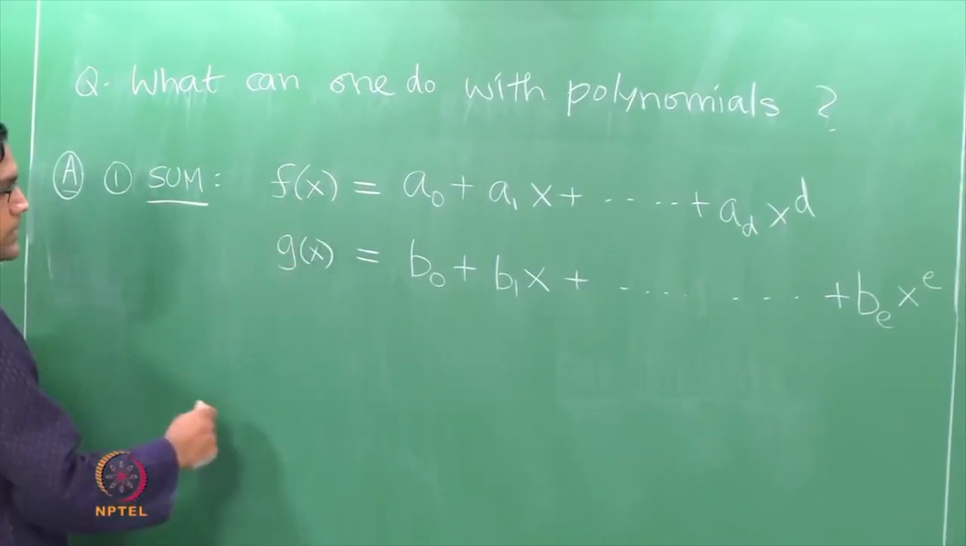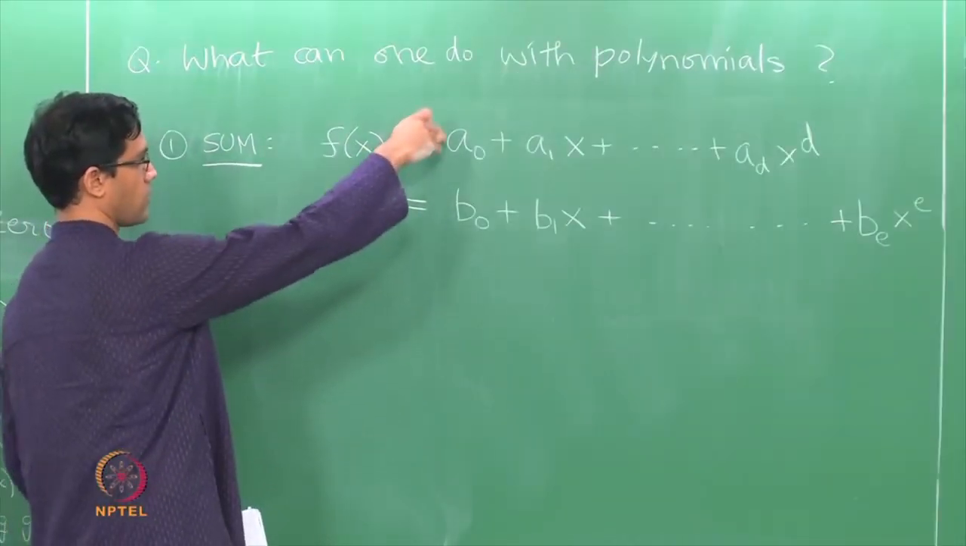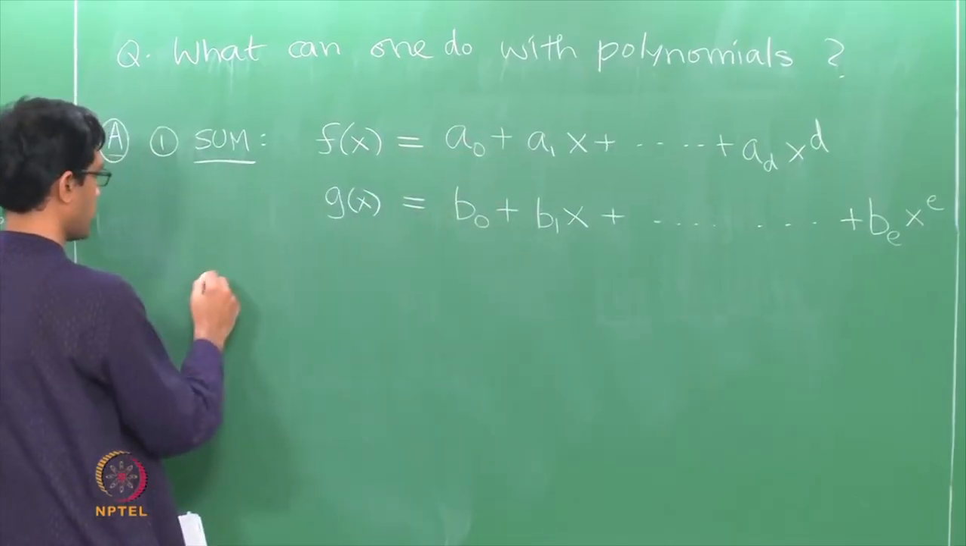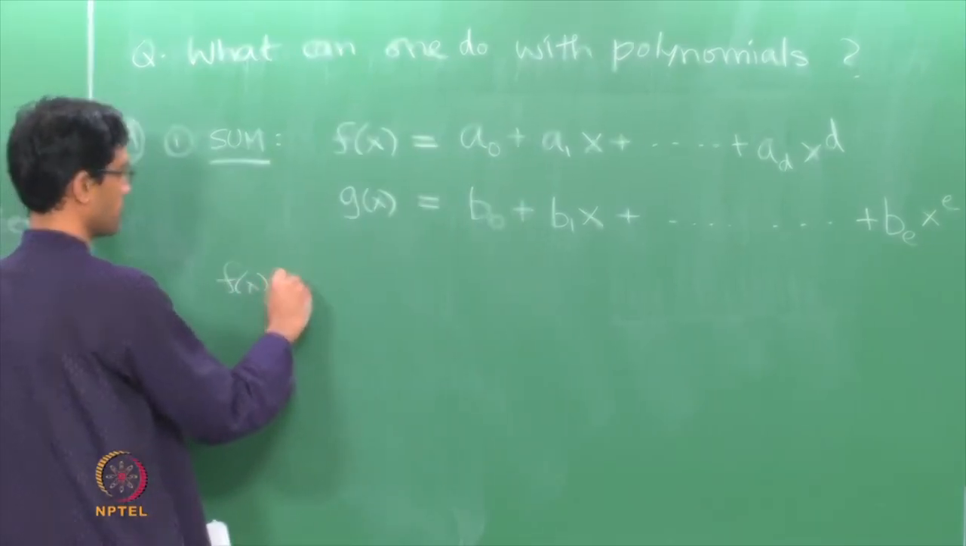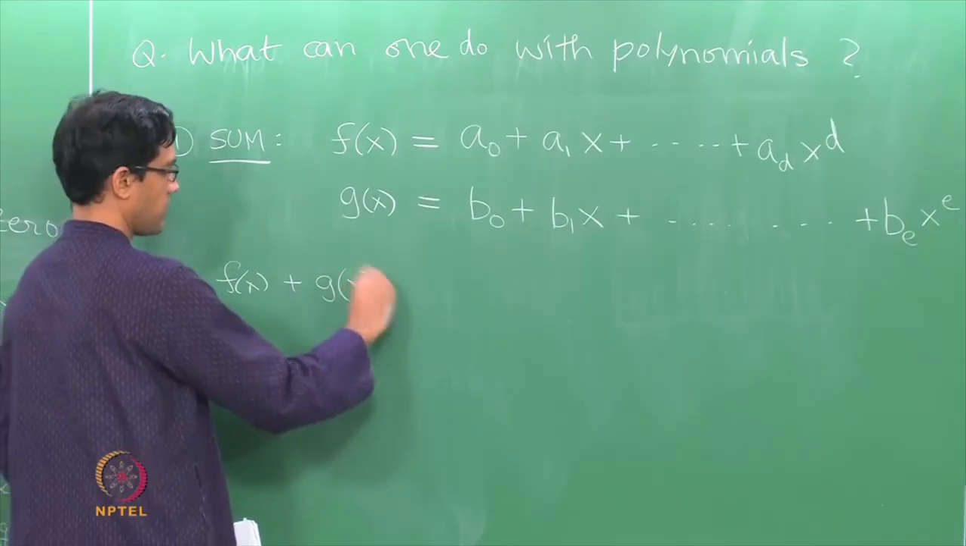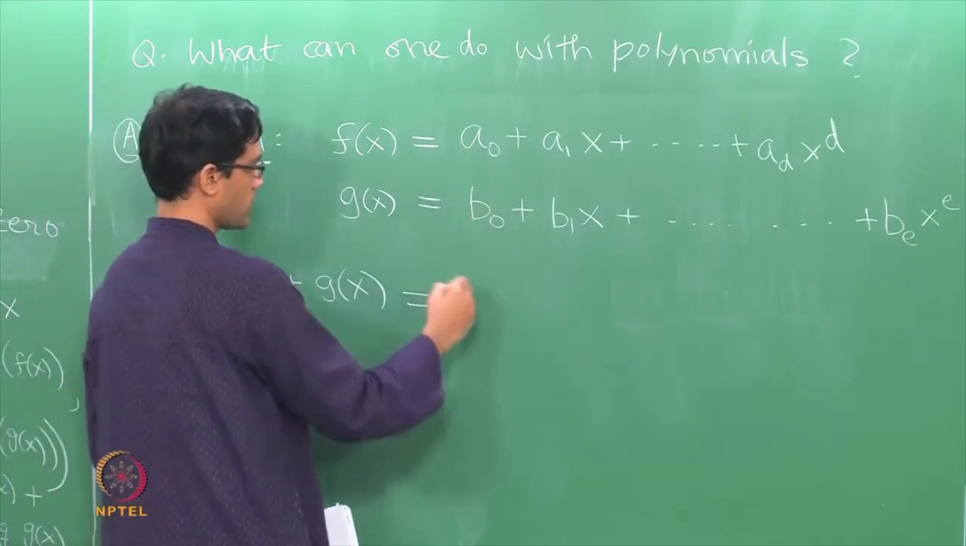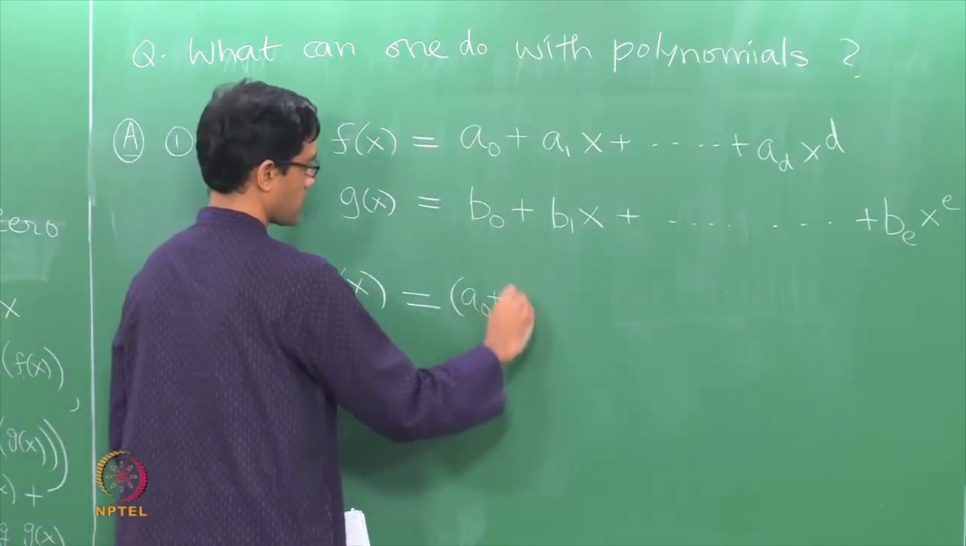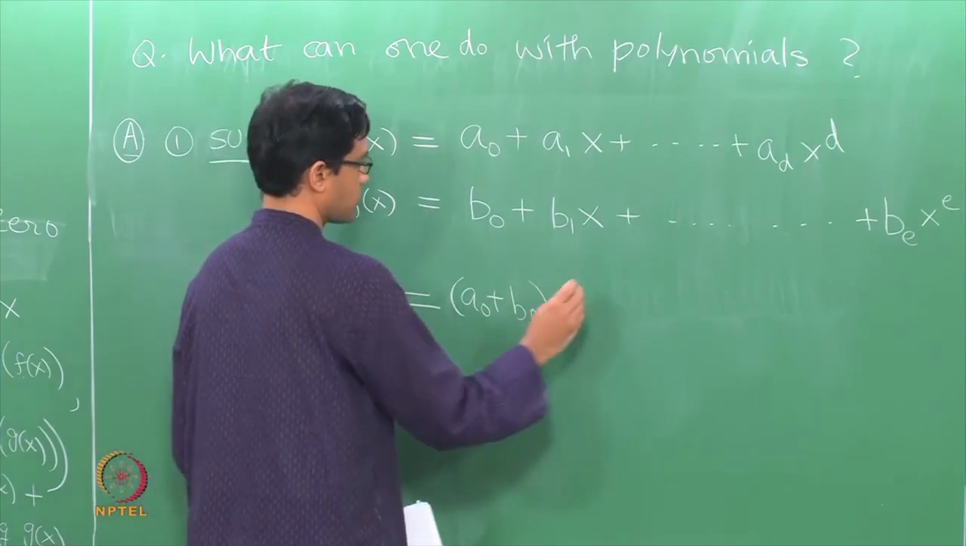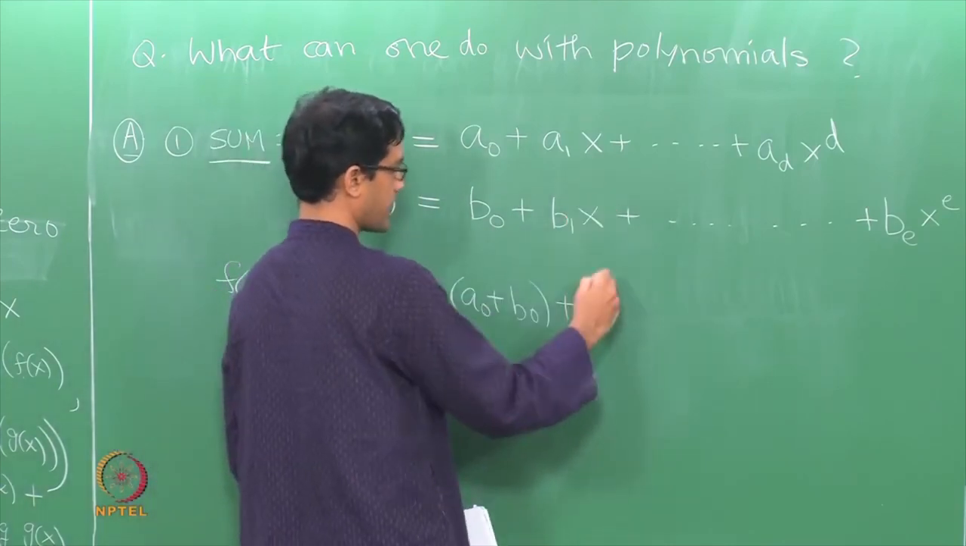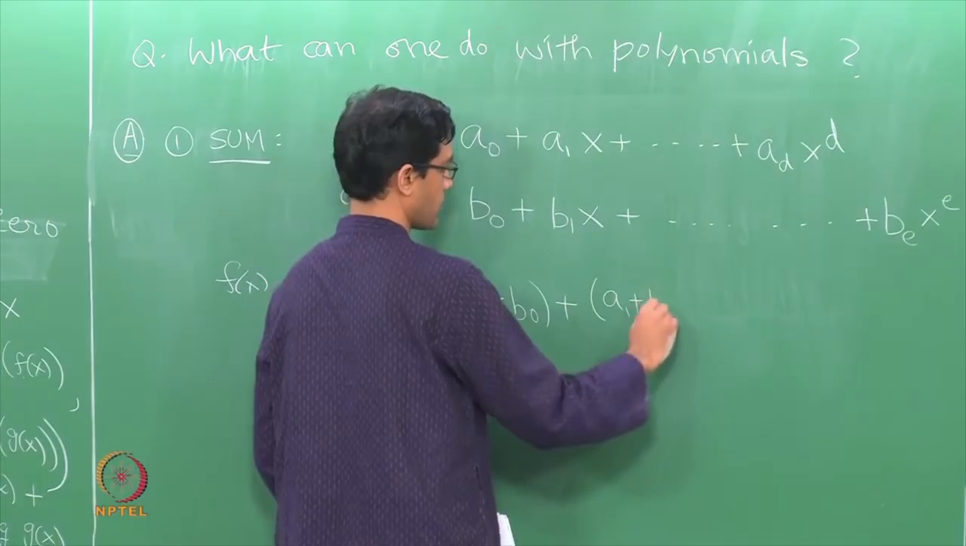Then the sum is just defined term by term. So how do you define the sum of the two polynomials? In the obvious way. I assume this must be familiar. We just take a0 plus b0 as the constant term, and then you collect coefficients of like powers of x. So for x, the coefficient is now a1 plus b1 and so on.